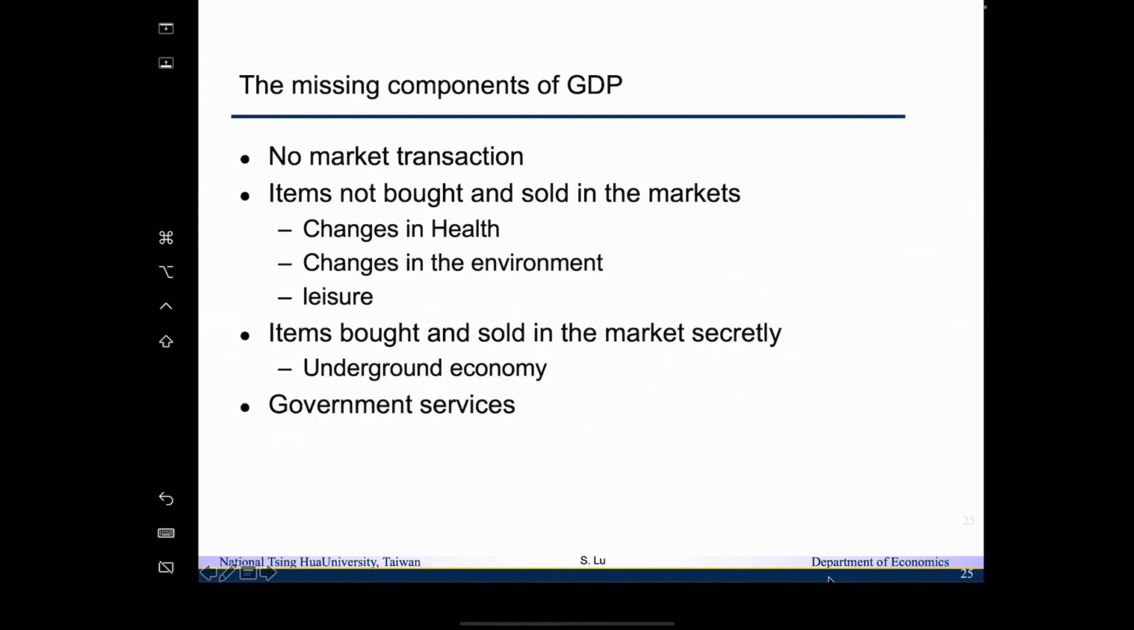So finally, the government services. When government provides good services, it improves the quality of life of individuals in the nation. However, those services do not have a price that reflects their quality, so they are not included in the GDP. Another government service, the government transfer, improves the equality of the nation, so it will for sure raise the welfare of the nation. However, it will not be included in the GDP.